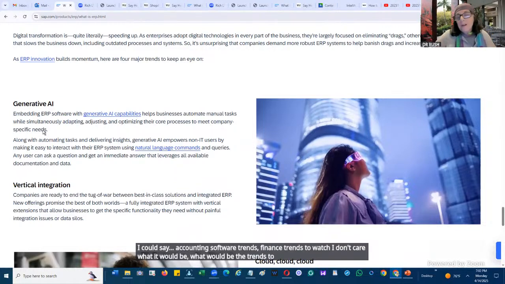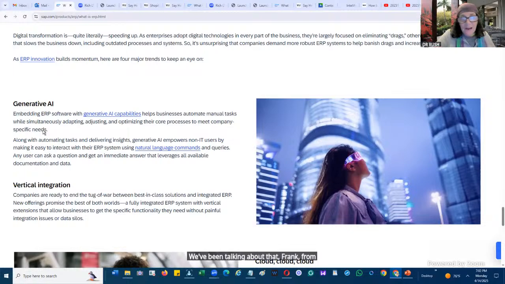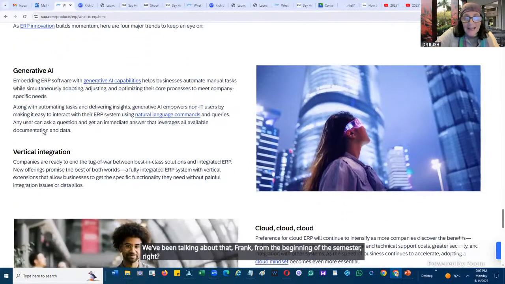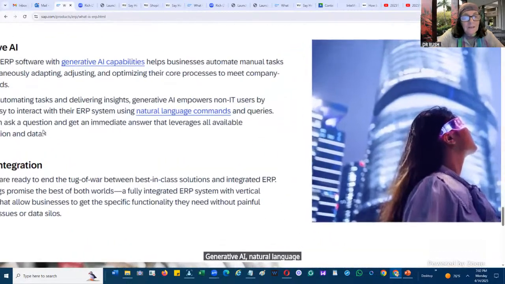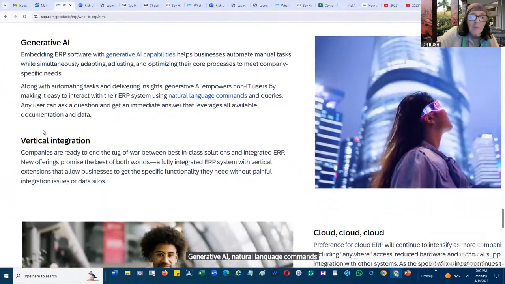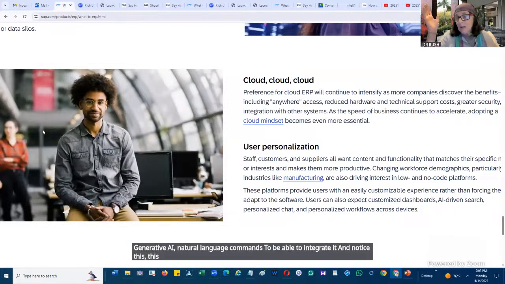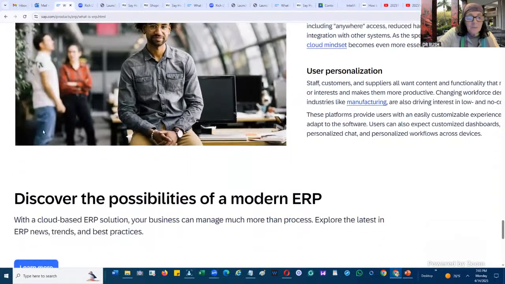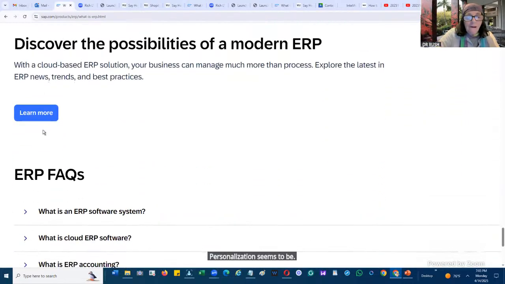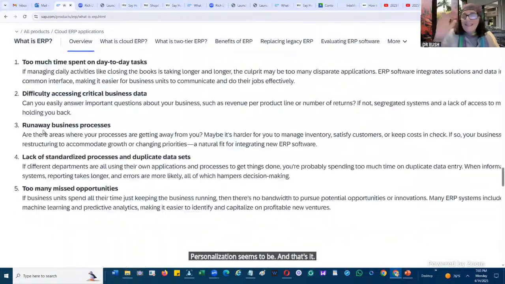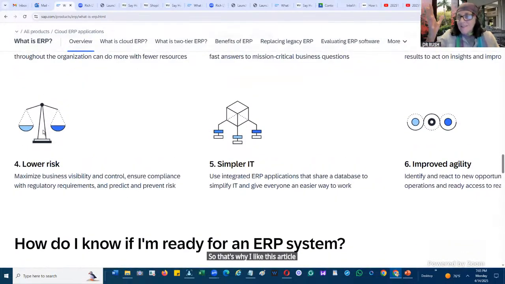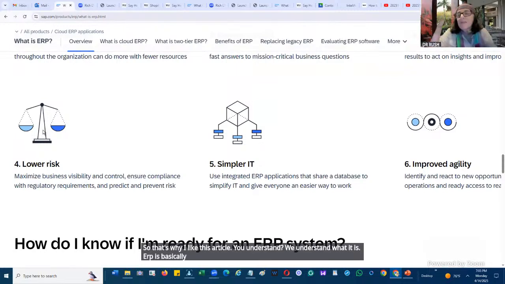Of course, generative AI, right? We've been talking about that, Frank, from the beginning of the semester, right? Generative AI, natural language commands to be able to integrate it. And notice this seems to be the trend: cloud, cloud, cloud. Personalization seems to be, and that's it. So that's why I like this article. We understand what it is. ERP is basically any large organization that has so many parts.